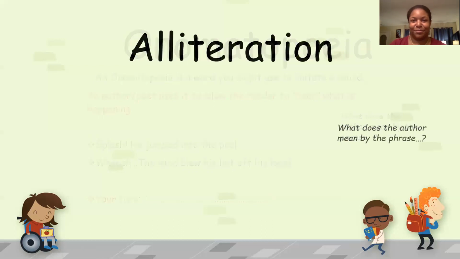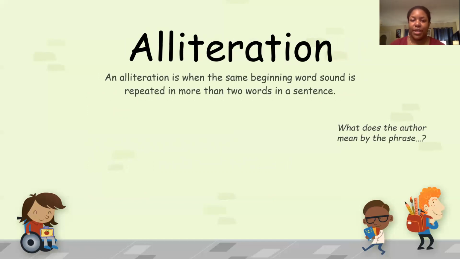All righty. Alliteration. So alliteration is when the same beginning sound is repeated in more than two words in a sentence. So I'm looking at the beginning sound. The beginning sound of a word is repeated in more than two words in a sentence.